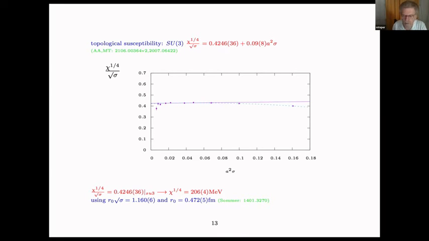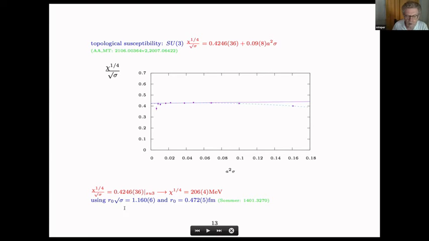Now, of course, the pure gauge theory is not a physical theory, is not the physical QCD. So when I say MeV, I'm doing what most people do, which is to ignore that. And so this is really MeV in inverted commas. But anyway, what you can do is you can first go to r0.